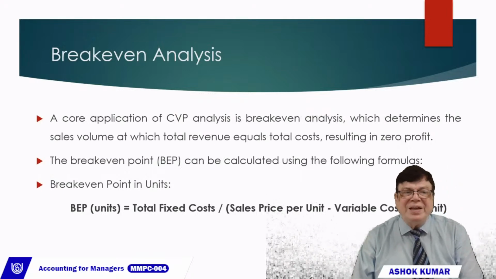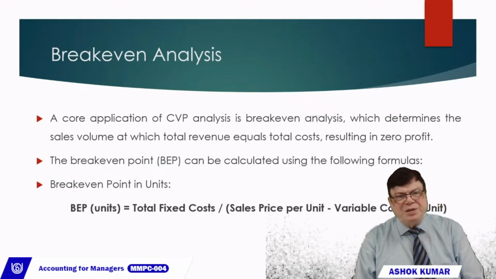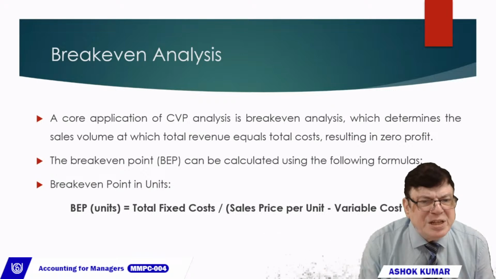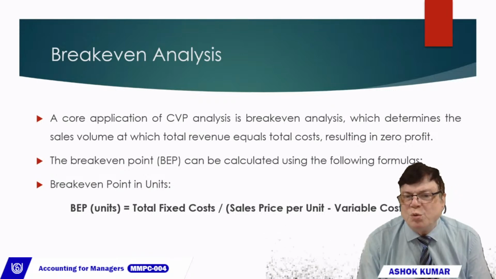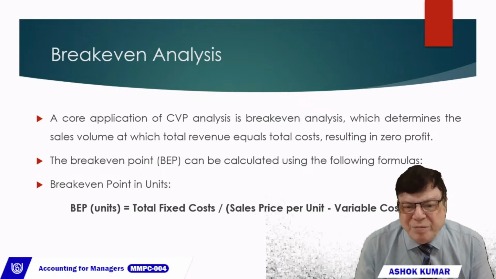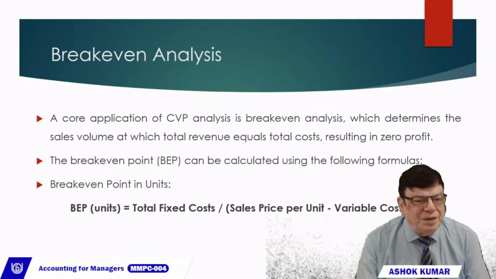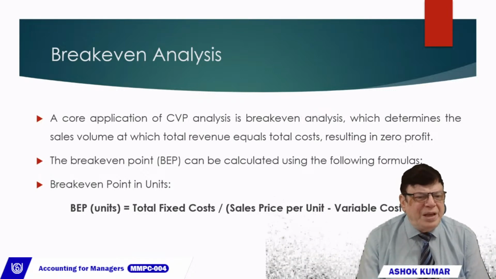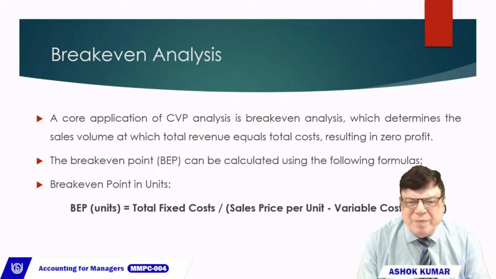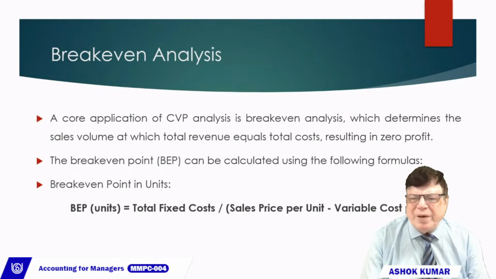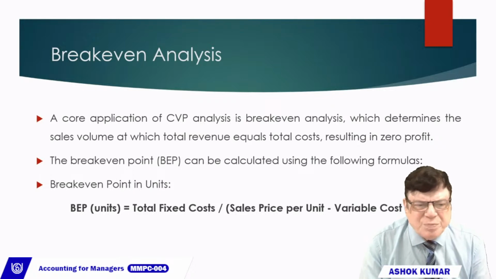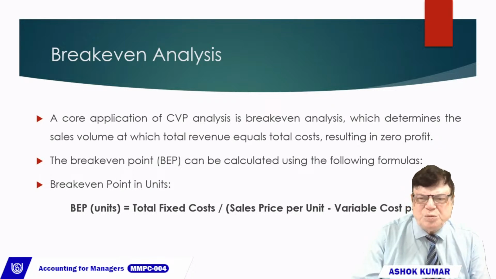Now, break-even analysis. A core application of CVP analysis is break-even analysis, which determines the sales volume at which total revenue equals total cost, resulting in zero profit. The break-even point, BEP, can be calculated using the formula: break-even point in units is equal to total fixed cost divided by sales price per unit minus variable cost per unit. So total fixed cost divided by sale price per unit minus variable cost per unit.